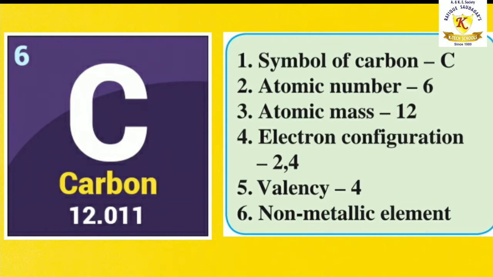So, the symbol of carbon is C. Atomic number is 6. Atomic mass, 12. Electronic configuration is 2, 4. Valency of carbon is 4 and it is a non-metallic element. So let us study carbon in detail. Okay, let's begin.